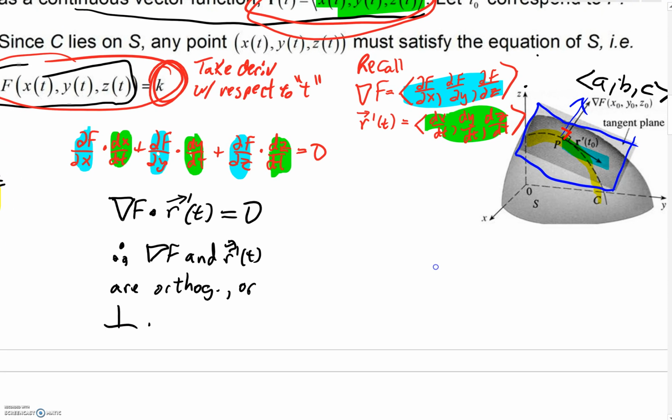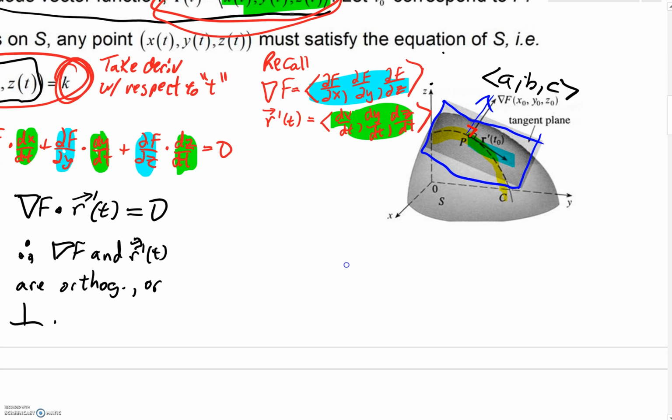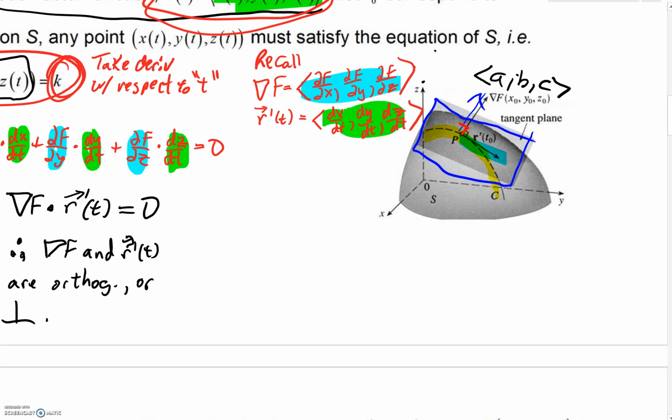So here's what we're now going to take a look at. Look at that blue tangent plane. Here's what I want us to take a look at. Wow, you've been looking at derivatives for quite some time. The gradient of f is the vector perpendicular to the tangent plane.